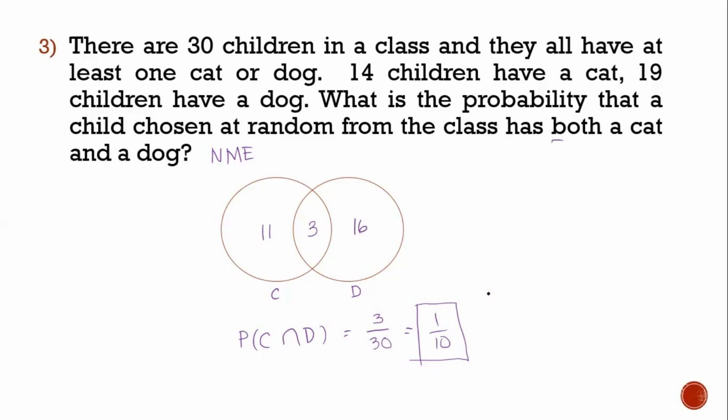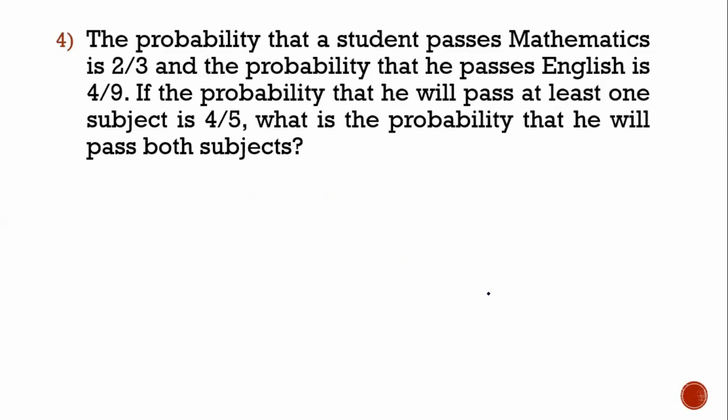Another example. So this time, take a look at the problem. The probability that the student passes mathematics is 2/3. And the probability that he passes English is 4/9. If the probability that he will pass at least one subject is 4/5, what is the probability that he will pass both subjects? So let's try to analyze the given in this part. So this one again is not mutually exclusive because when you say both, that means it is not mutually exclusive. So we can use the formula later and analyze it well.